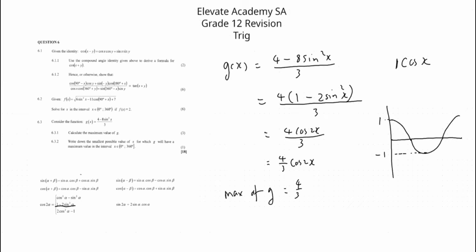Because if I had to draw this function, it's going to look exactly the same. Obviously, I'm not giving the x values here, but the maximum again is going to be 4 over 3, and our minimum is going to be negative 4 over 3. Okay, I hope that makes sense as well.